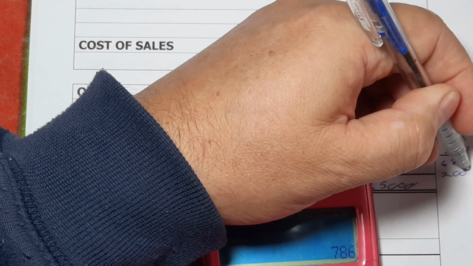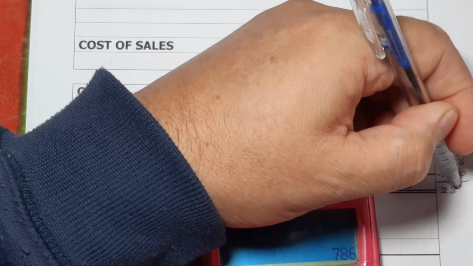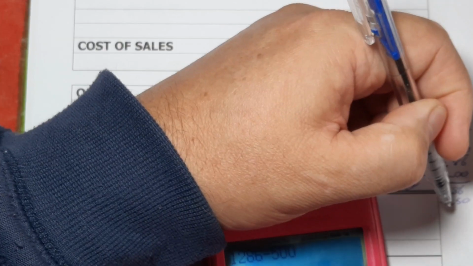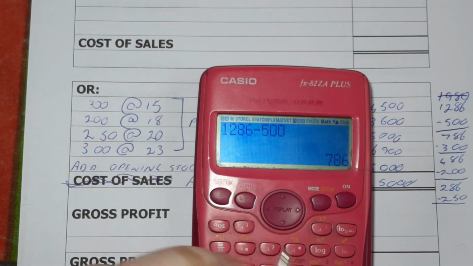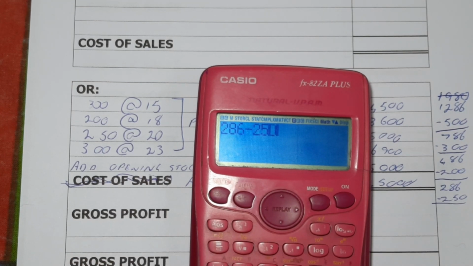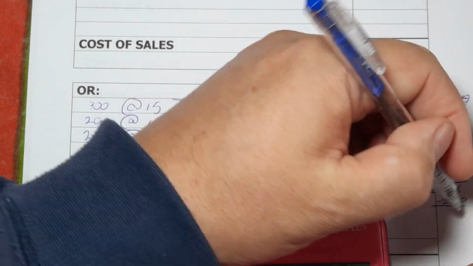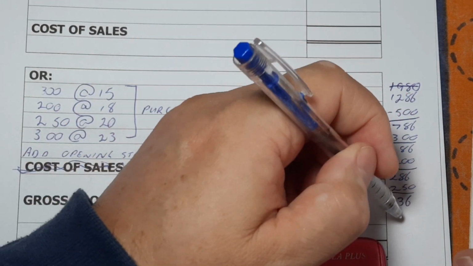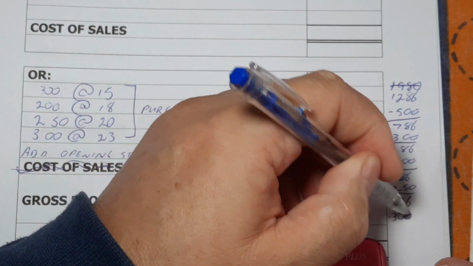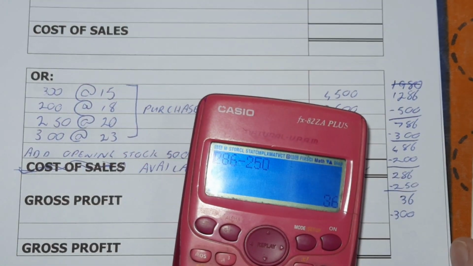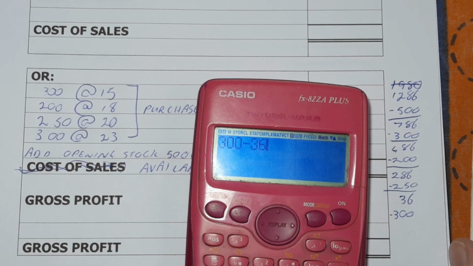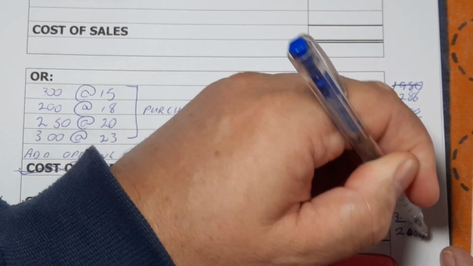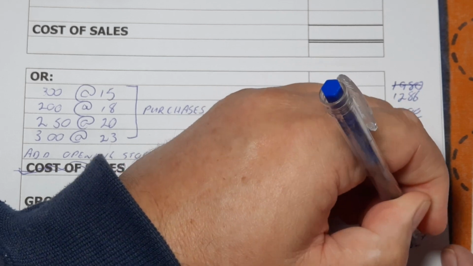Then we purchased another 200 units. That gives us 286 units. And then we purchased another 250 units. That would give us 36 units. And then lastly, we purchased another 300 units, but we only sold 36. So we have to take the 300 minus 36, gives us 264 units left at 23 Rand a unit.